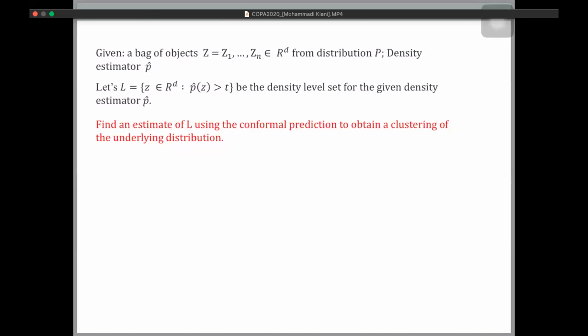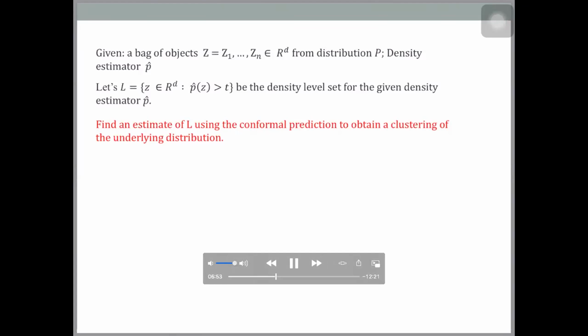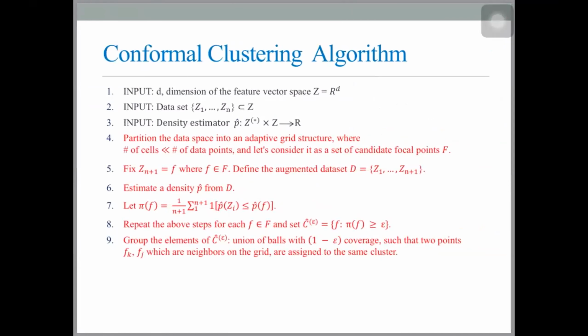In fact, conformal prediction is used to turn this set into a union of balls or ellipsoids through a grid structure by which a clustering of the underlying distribution is given. By applying the conformal prediction framework, a prediction set consisting of a few so-called focal points, that are the centers of possibly overlapping balls or ellipsoids, is constructed.